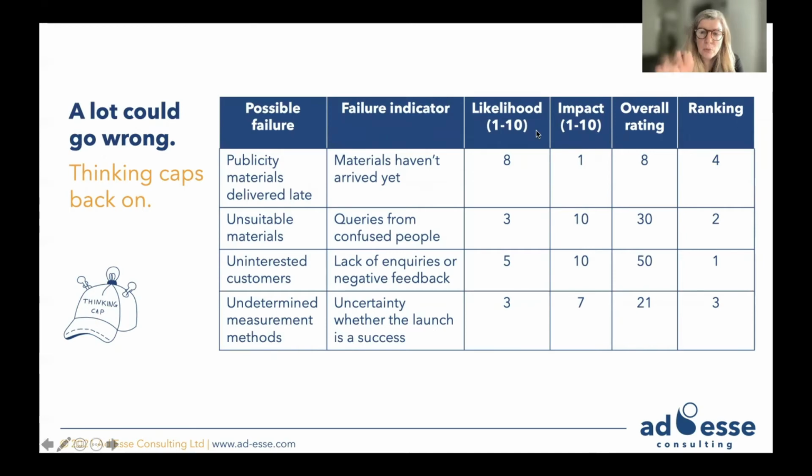So we do all the likelihoods first. So 8 is high, 1 would be low, and then we do all the impact scores. Again, 10 is high, 1 is low, and then we multiply those 2 scores together to give us an overall rating. And then starting with the highest number first, we rank them. Okay, we then move on.